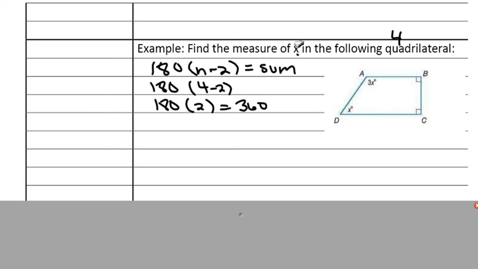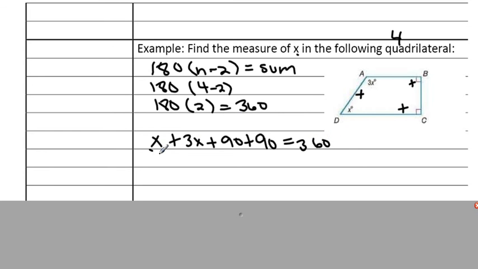So that means that if we add x, add it to 3x, add it to this 90, add it to this 90, that total, all the angles will equal 360 degrees.